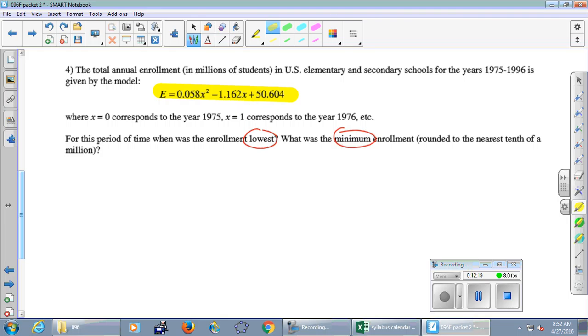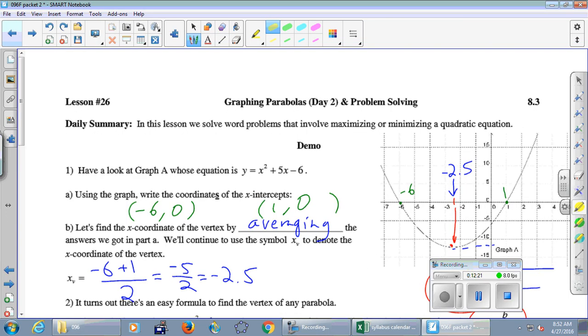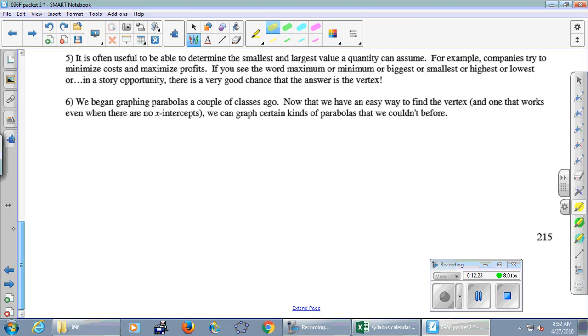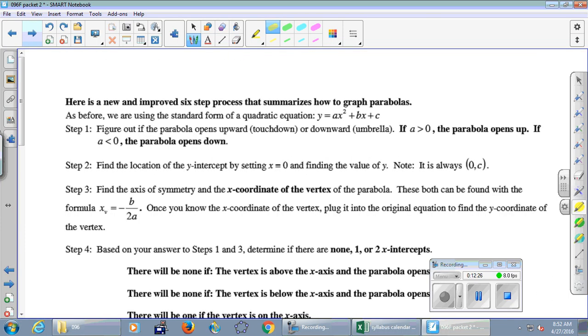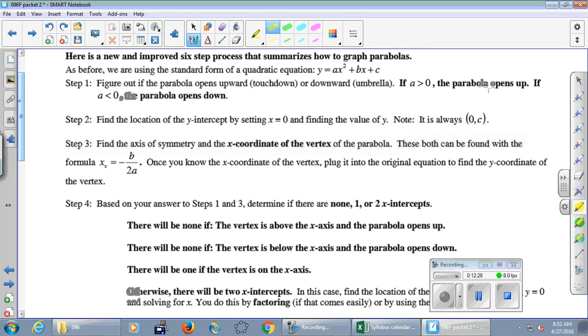Okay, so we're going back to the place we left. So back to, let's go to 216, right here. We've got a process written out here for graphing parabolas. It's quite similar to the process we wrote out a few classes ago for graphing parabolas, with a new addition here. So step 1 is to figure out if the parabola opens up or down. That's the same. Step 2 is to find the y-intercept.